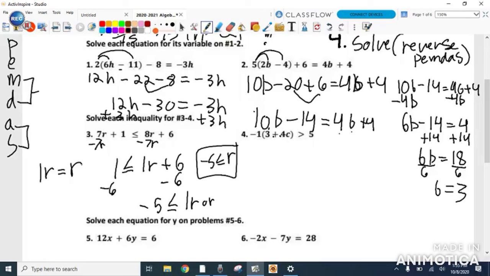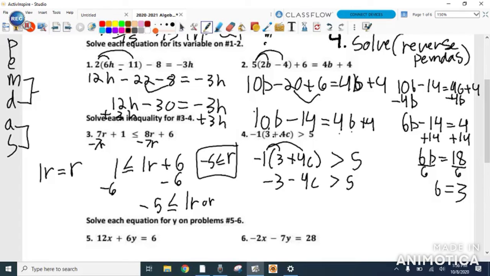Now, let's move on to number 4. I have negative 1 times 3 plus 4c greater than 5. Okay? I need to distribute. Negative 1 times 3. What's 1 times 3? Is just 3, but it is a negative since I have a negative and a positive. Same thing, 1 times 4 is 4, but it's going to be negative 4c is greater than 5.